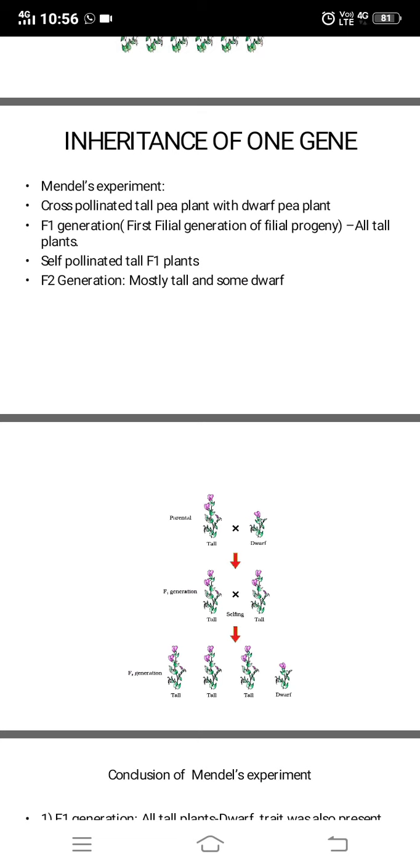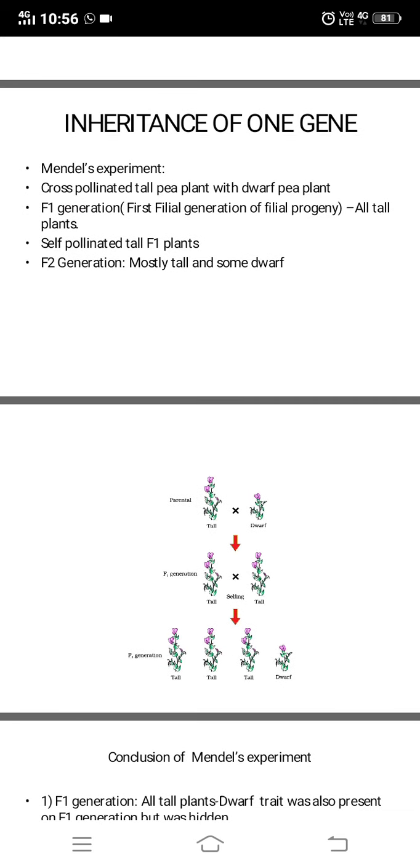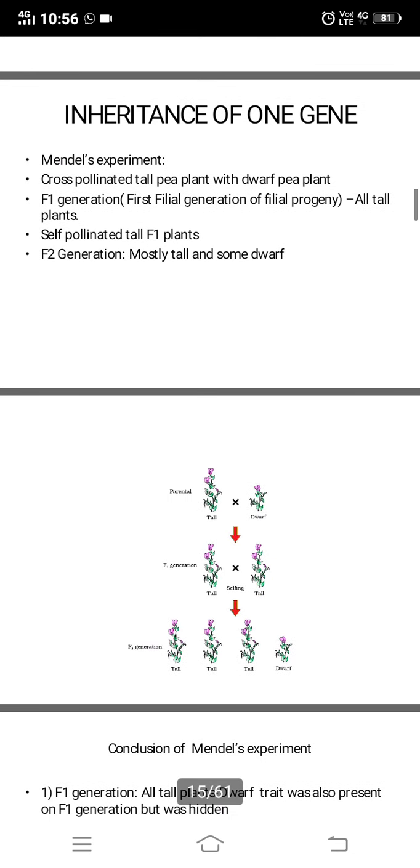In the F1 generation he got all tall plants. You can see here tall plants were obtained in the first generation. F1 generation means first filial generation, filial means progeny. So all tall plants were in the F1 generation. After that what did he do? He did self-pollination. He self-pollinated the tall F1 plants.